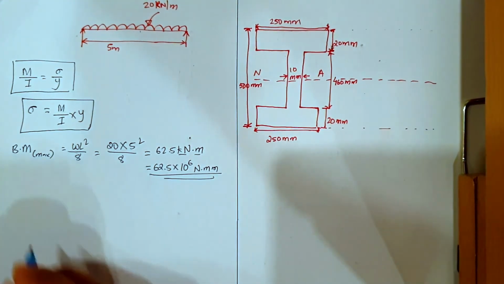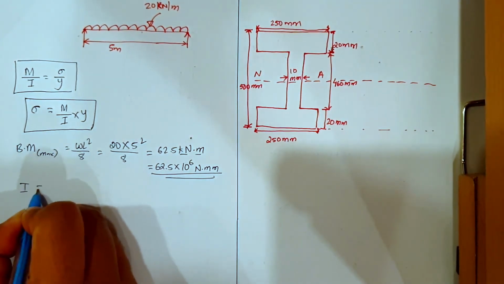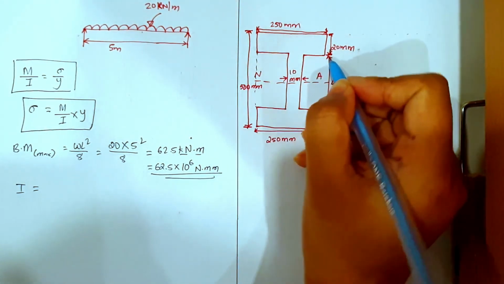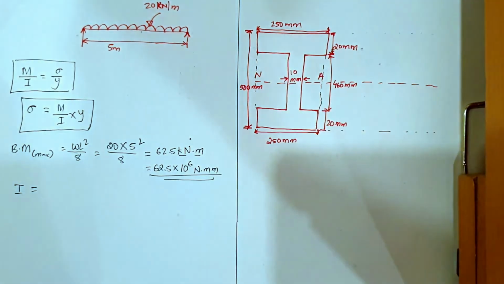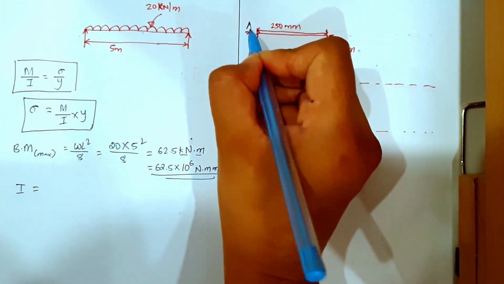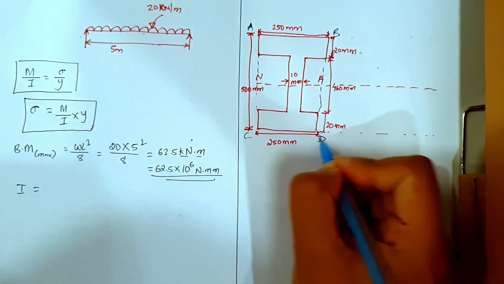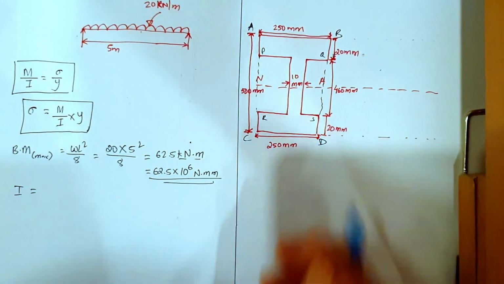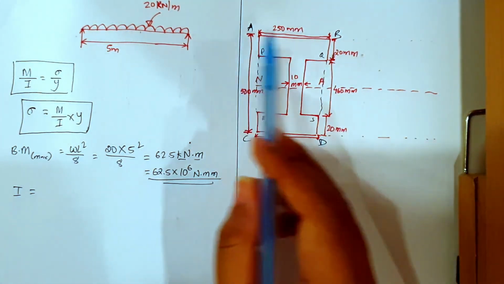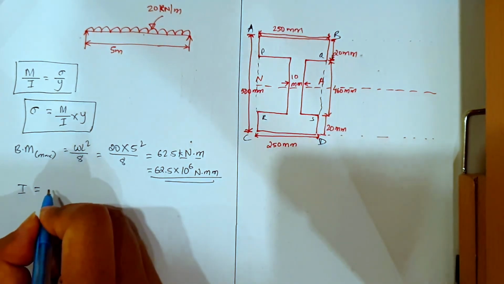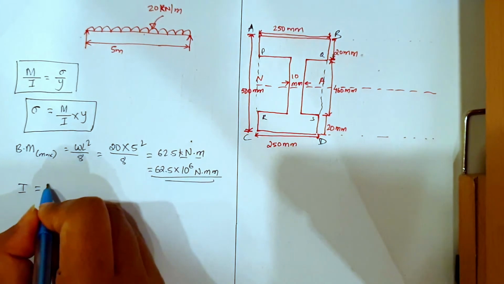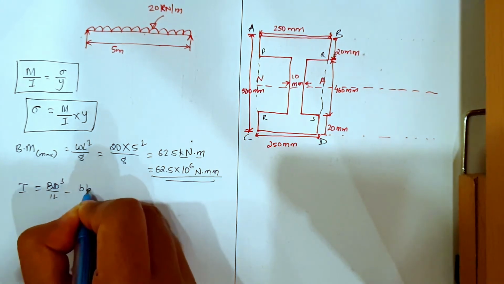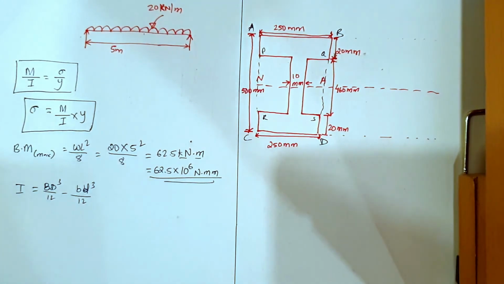Okay, now from here let's find I. I will be equal to, now we need to treat this I section as a hollow rectangular section. So how will we do that? Let me name this A, B, C and D, and the inner one P, Q, R, S. So what do we have to do? We have to take the outer rectangle minus the inner rectangle. So the outer rectangle's BD cube by 12 minus the inner rectangle's BD cube by 12, like this.